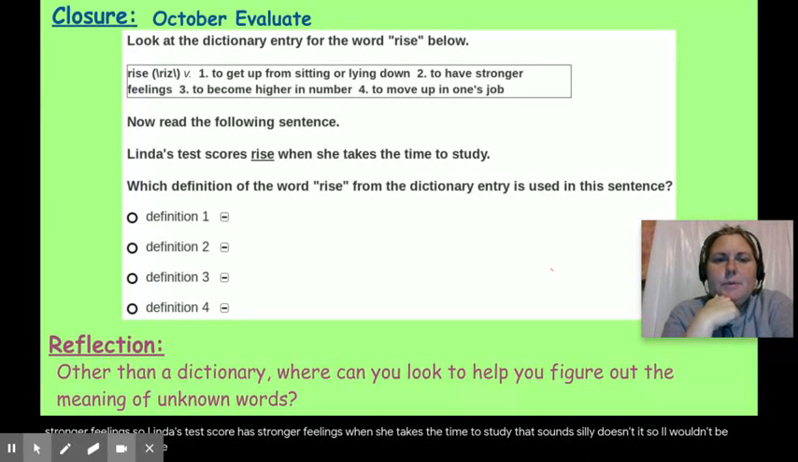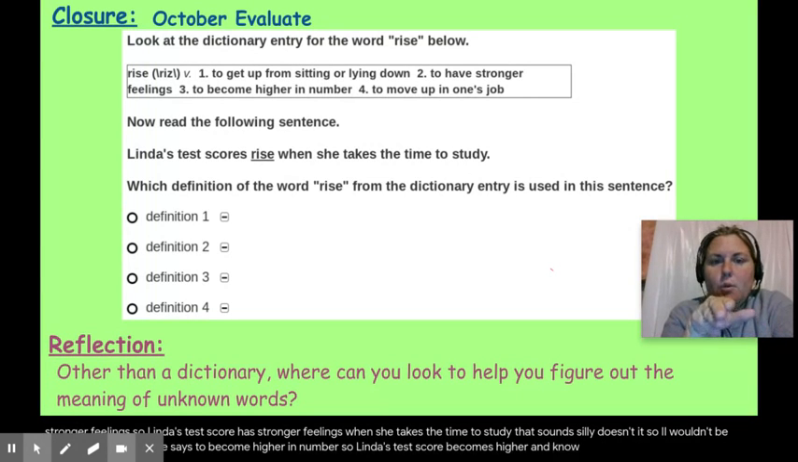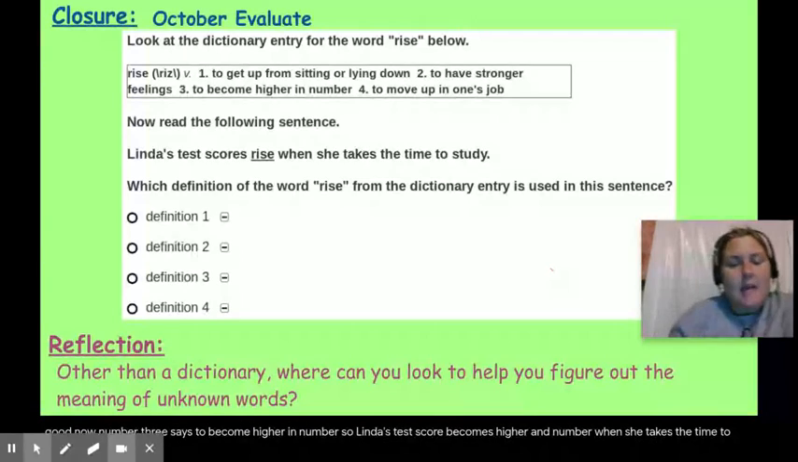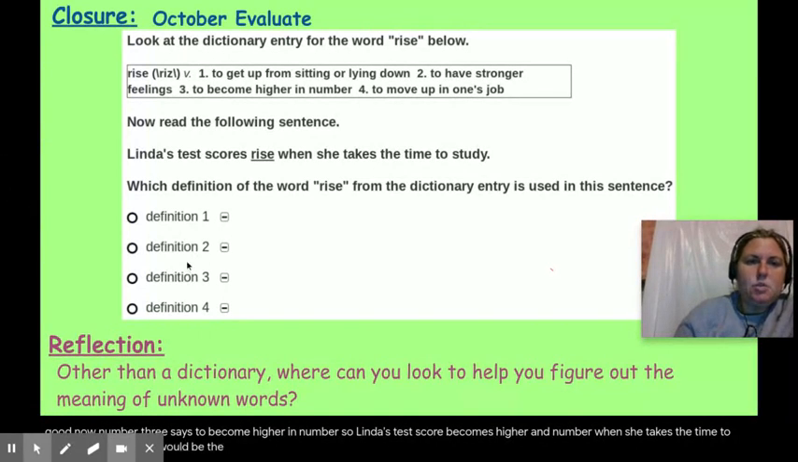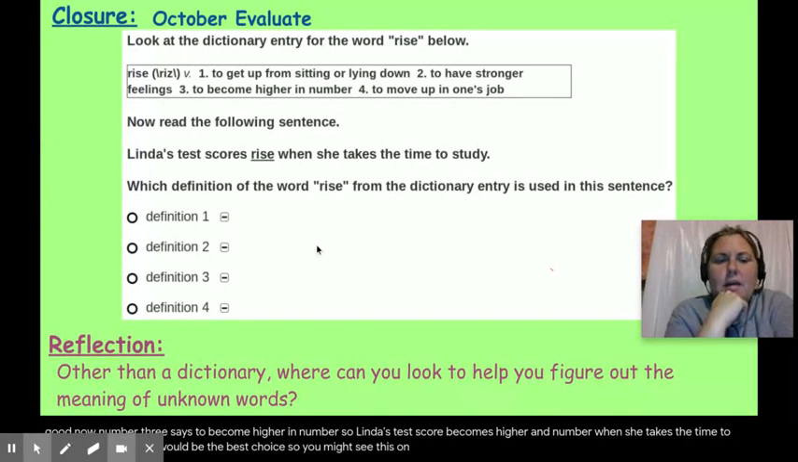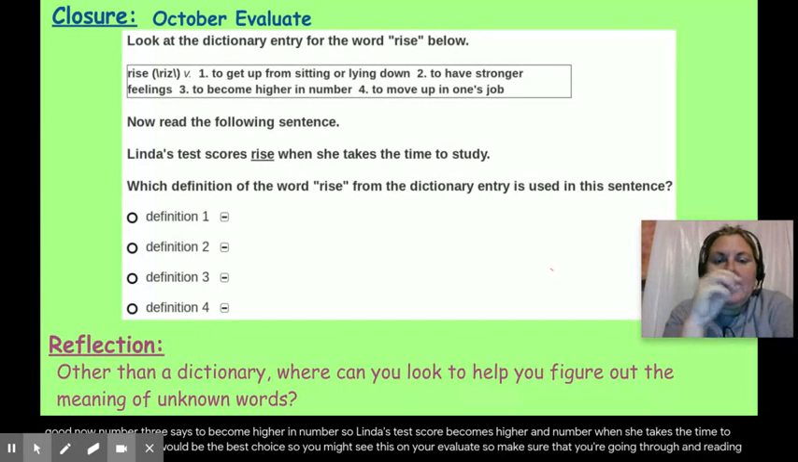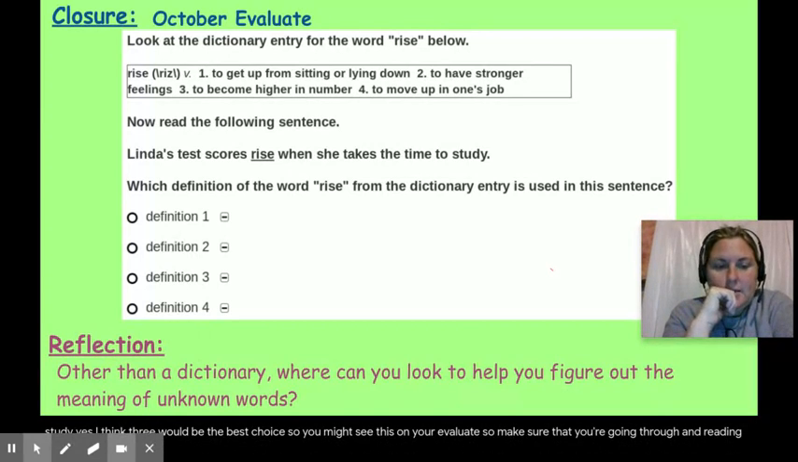Now, number 3 says to become higher in number. So Linda's test score becomes higher in number when she takes the time to study. Yes, I think 3 would be the best choice. So you might see this on your evaluate. Make sure that you're going through and reading each definition so you know the right answer.